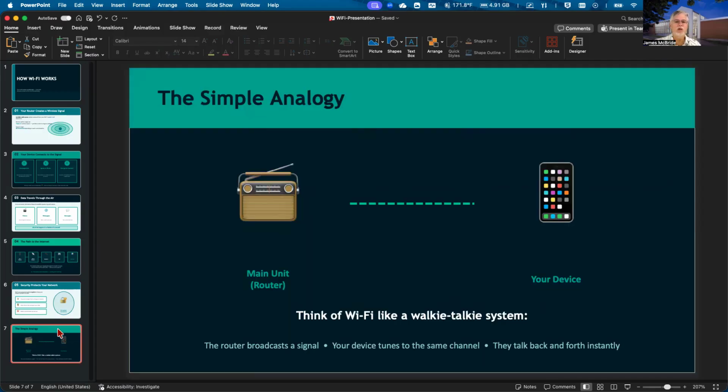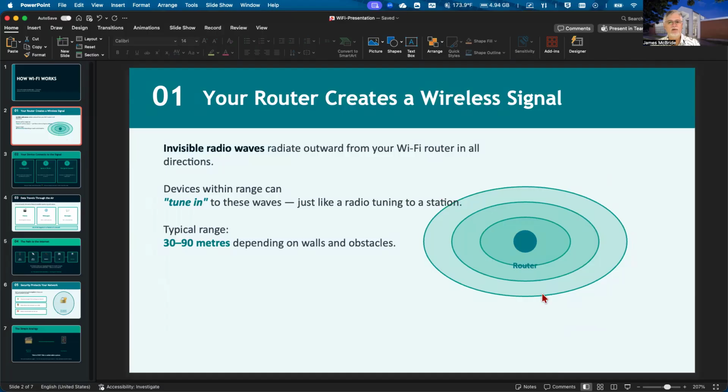So there's your simple analogy. I love what AI put in here. Here's your main router. That is nowhere near a router, is it? That is just not a router. Anyway, and you're going like this, but the situation is that you're all using the airwaves.